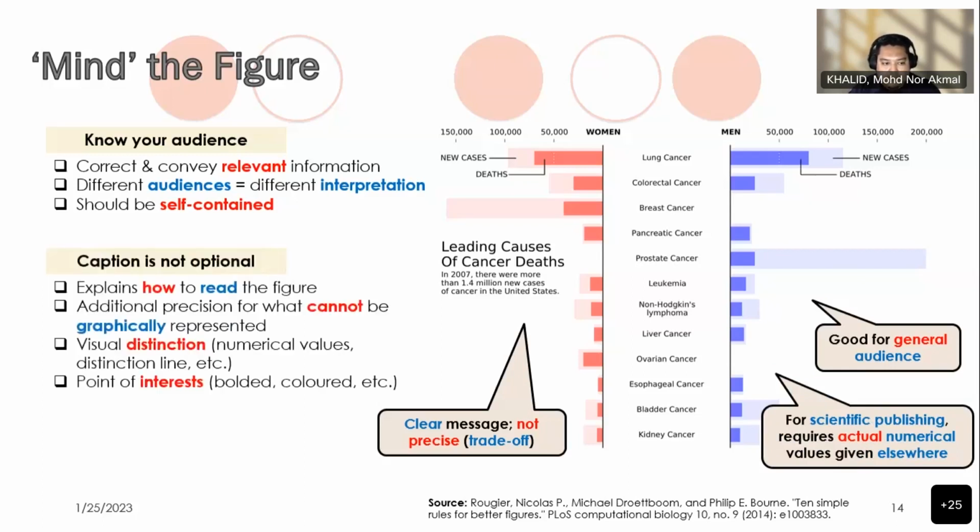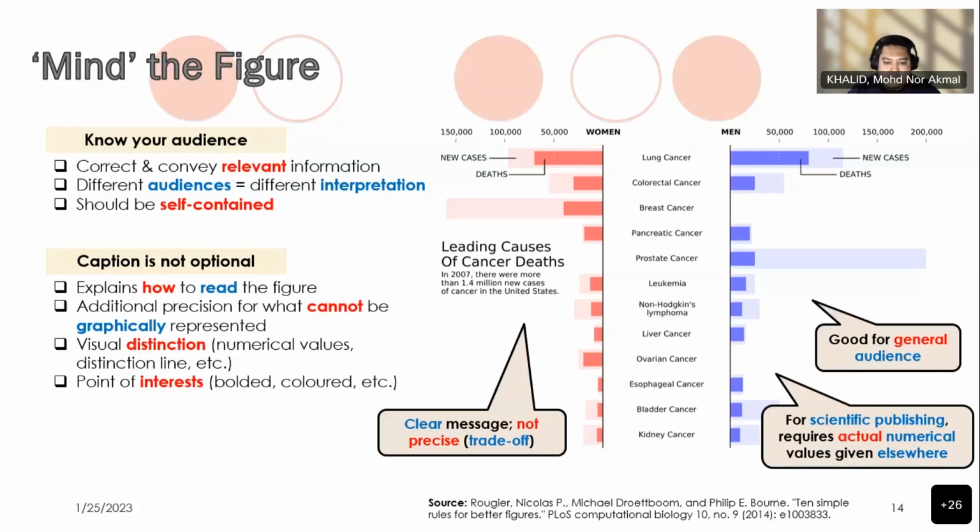So, like I said, caption is not optional. Sometimes you need to explain how to read the figure, and then to provide additional precision. Like I said, if you don't want to put the exact number here, because it will cram the figure, you might want to tell it in the caption. You want to highlight which one.